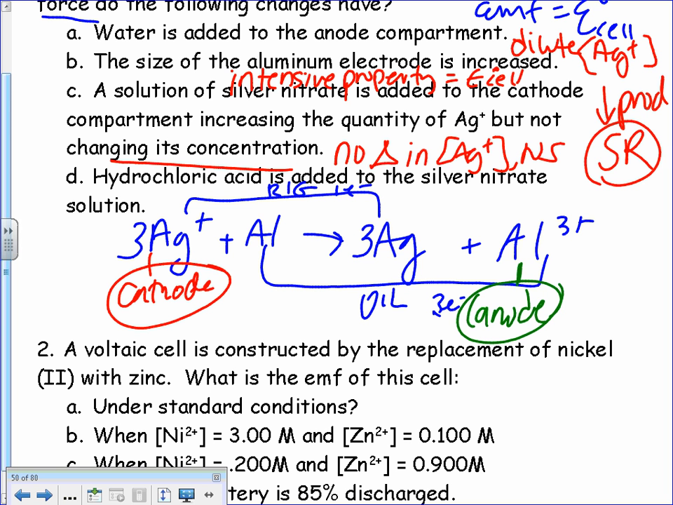Thanks for jotting this down because this is your problem set. You'll finish the rest of it up after electrolytic cells next week.